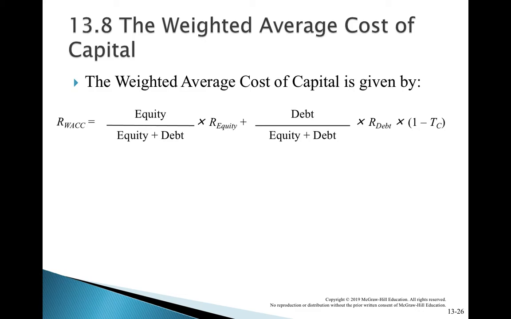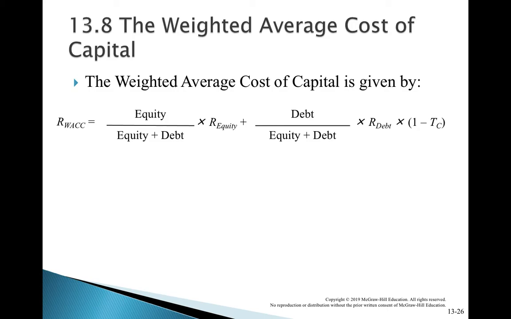Cost of equity, for example, 10%. Then how do we calculate the WACC? 60% multiplied by 10% plus 40% multiplied by 3%. So 60% of 10% is equal to 6%. 40% of 3% is equal to 1.2%. So 6 plus 1.2 is equal to 7.2%, which will be the WACC.